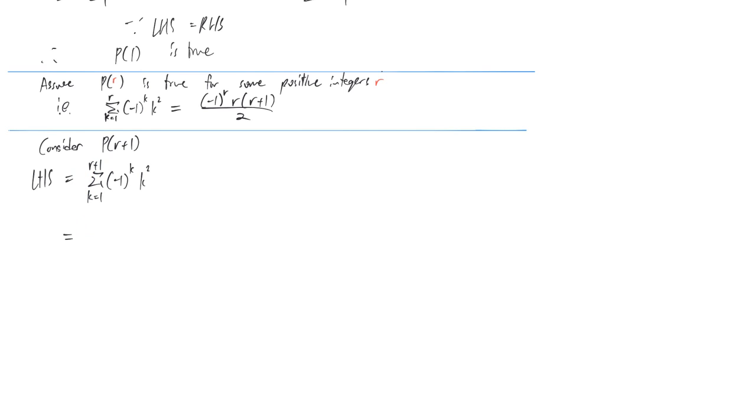If we break it down, that means the first term, -1 power of 1, 1 power of 2, and then plus the second term, -1 power of 2, 2 power of 2, plus the third one, -1 power of 3, 3 power of 2. Up to the situation when k equal to r, -1 power of r, r power of 2, and then this time it is up to r plus 1. So therefore, this is -1 power of r plus 1, and then r plus 1 power of 2.